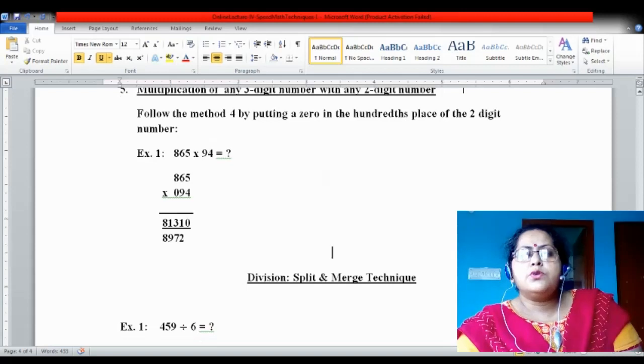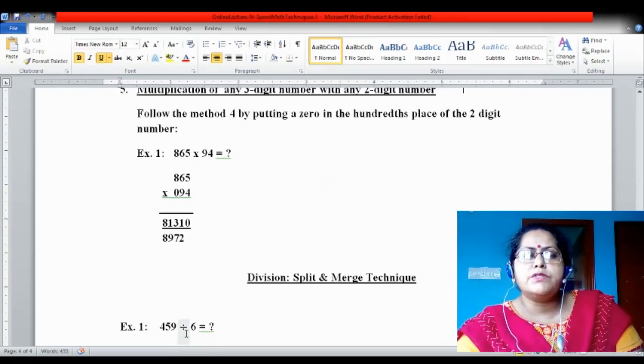So suppose the first example is 459 divided by 6. Now what we do is we split the dividend 459 into 2 parts, and the parts should be such that at least one of them should be divisible by this divisor. That is the technique here in division: you split the dividend into 2 parts in such a way that at least one part is divisible by the divisor.